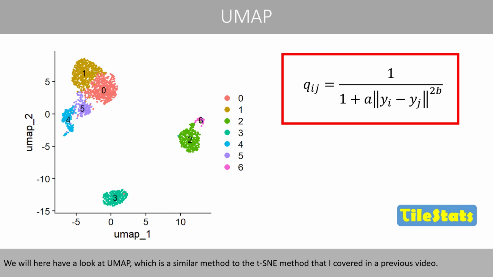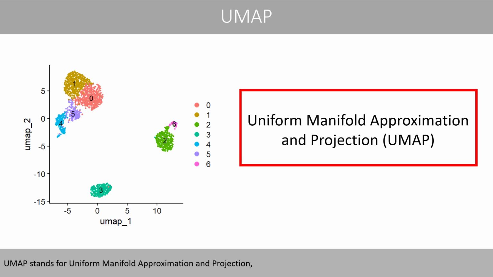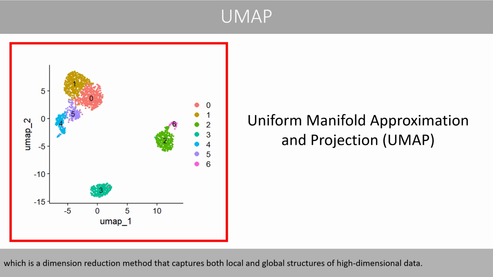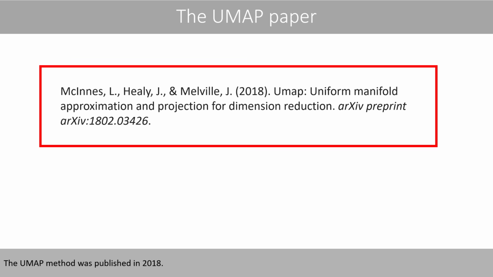We will here have a look at UMAP, which is a similar method to the t-SNE method that I covered in the previous video. UMAP stands for Uniform Manifold Approximation and Projection, which is a dimension reduction method that captures both local and global structures of high-dimensional data. The UMAP method was published in 2018.